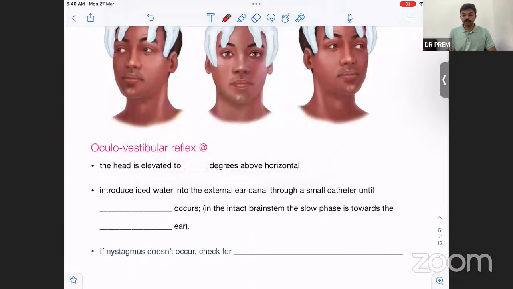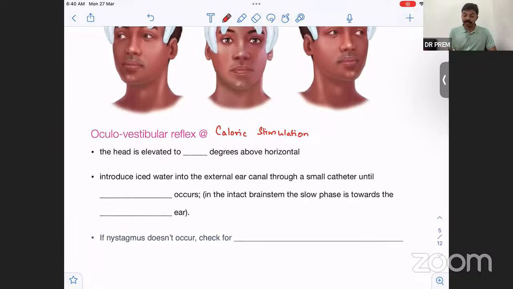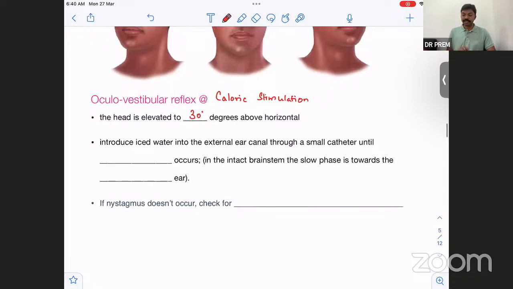Now coming to the oculovestibular reflex. Oculovestibular reflex is also called caloric stimulation. What you are going to do is add ice cold water into the ear. So the head is elevated to 30 degrees above the horizontal line. From the supine position, the head has to be elevated to 30 degrees, and you're going to introduce iced water into the external canal through a very small catheter until you see nystagmus. Very, very important: until you see nystagmus.